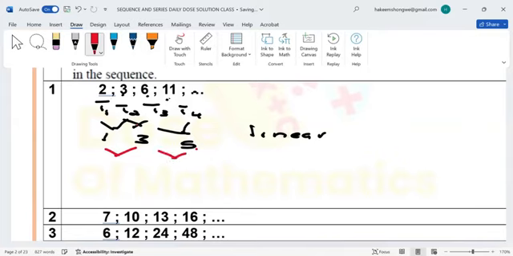This one subtract this one. So 5 minus 3. What is 5 minus 3? It's 2. 3 minus 1. It's 2. No? So what kind of a pattern is this one? So this one, it makes it to be what?